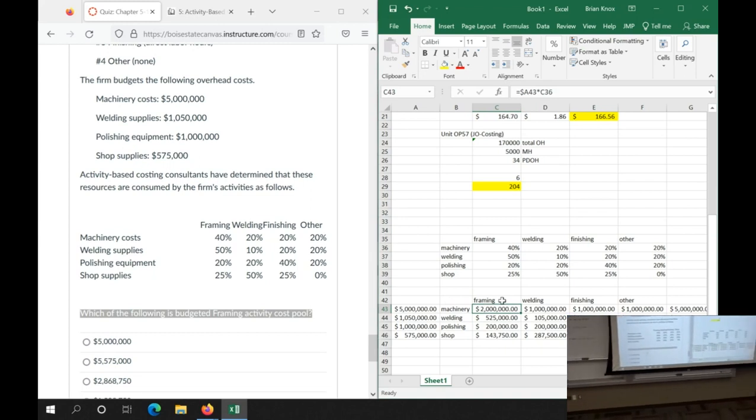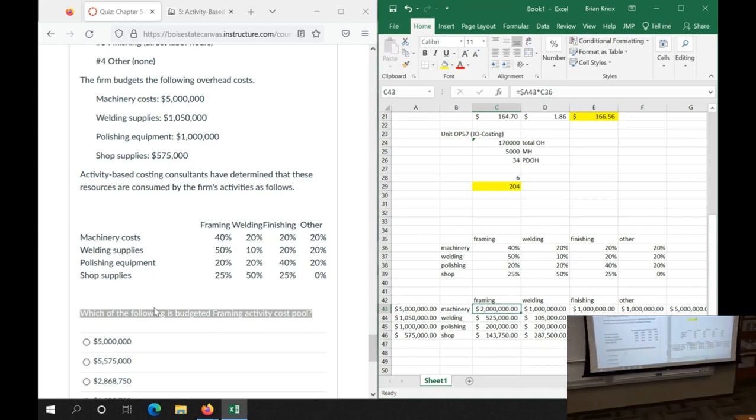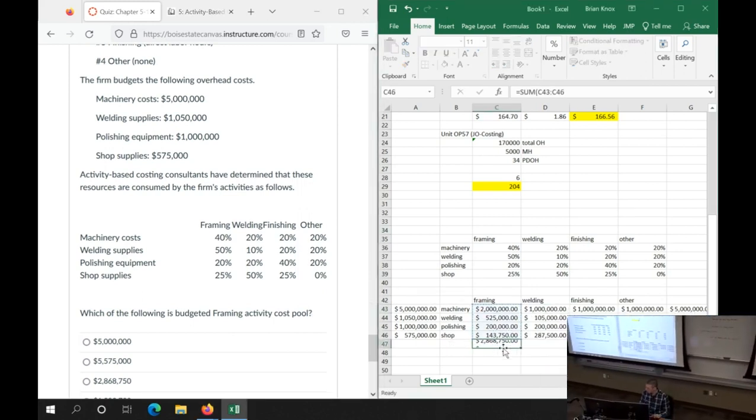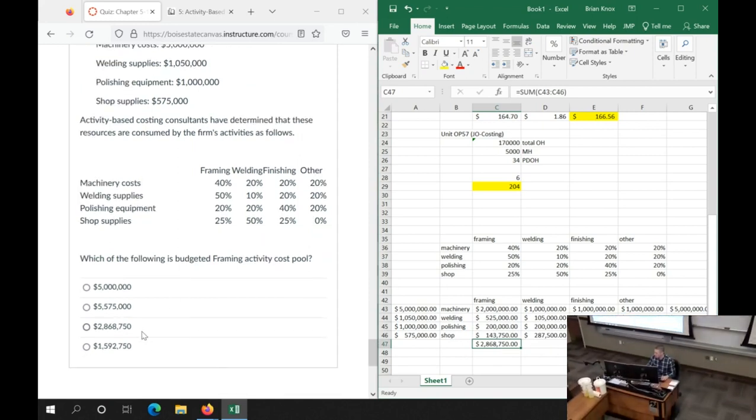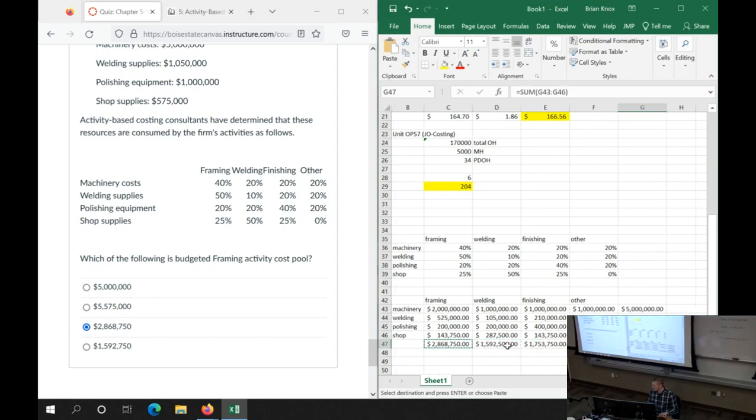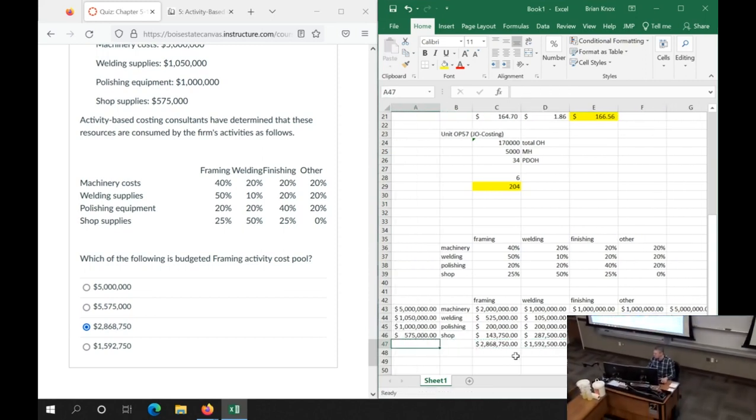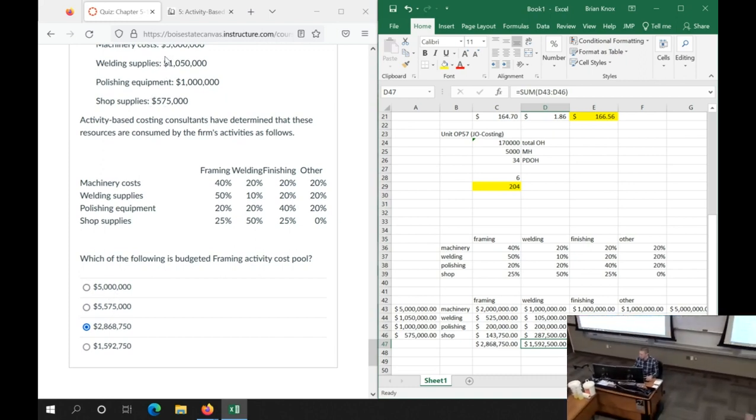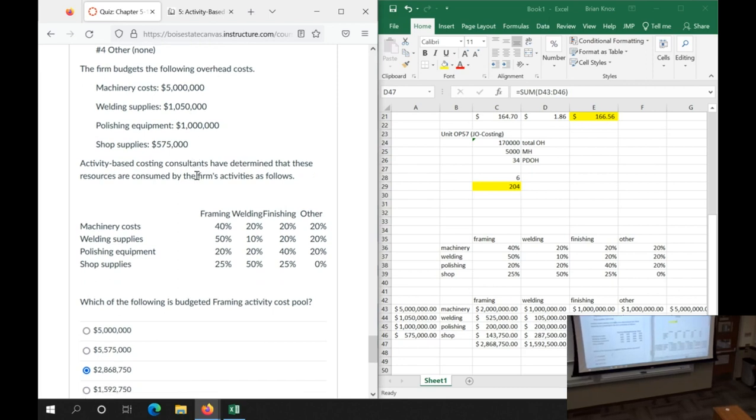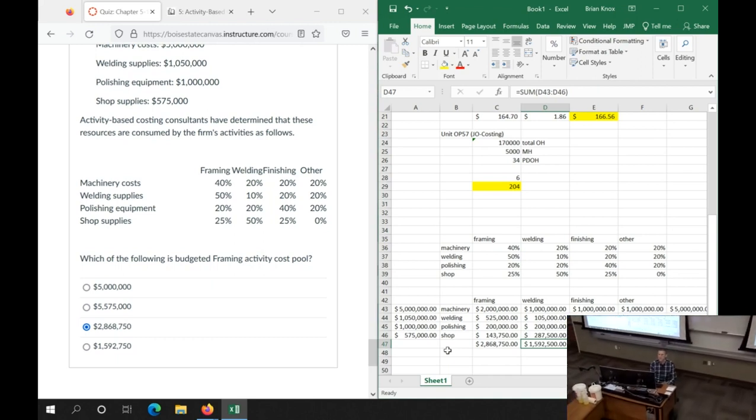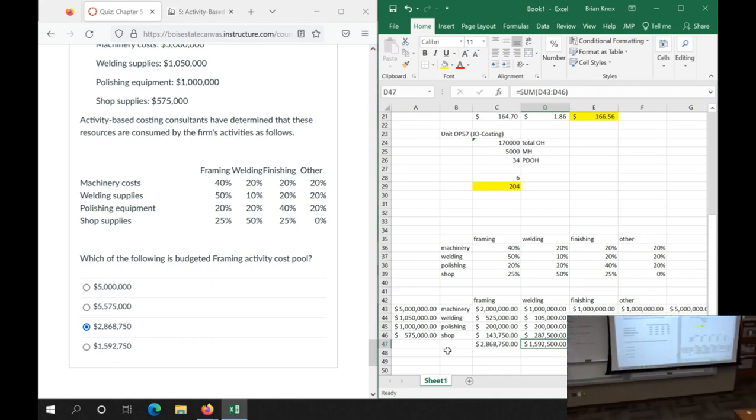Okay, so we just want to know what the sum of this framing activity is. It says, what's the budgeted framing activity cost pool? So we can just sum these. So it's 2,868,750 right here. What are the distractor answers? This is adding machinery and shop supplies, and this is just machinery. Okay. Questions on this one? What parts don't make sense?